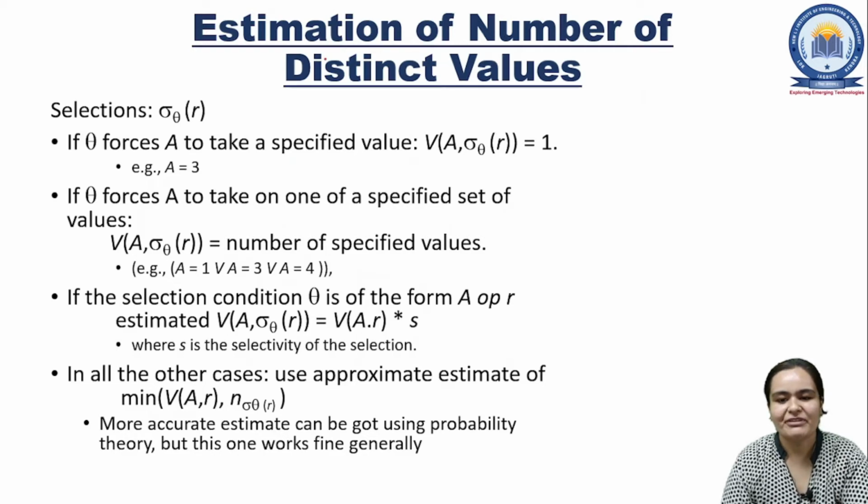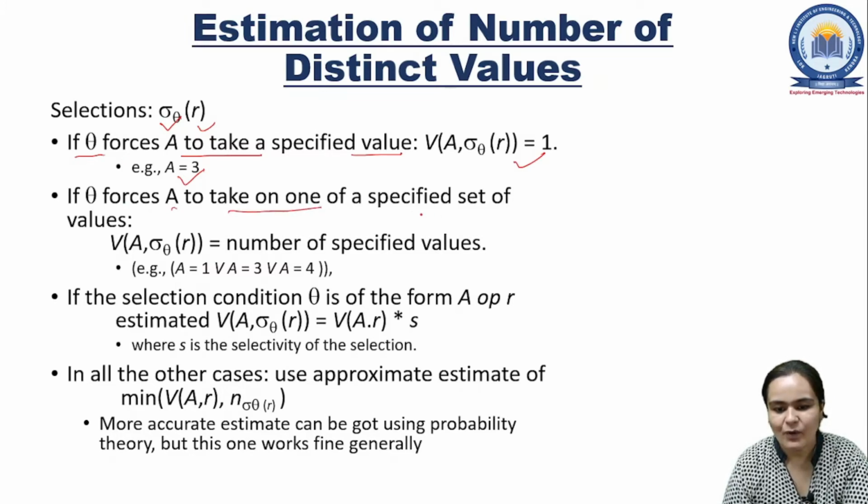So, estimation of the number of distinct values, if we need to have a selection theta over R. If theta forces A to take a specified value, that is, if we have a selection theta on R with an attribute A, we will have a specific value, such as A equal to 3. If theta forces A to take one of a specified set of values, we take a set of values: A is equal to this, A is equal to this, or A is equal to this. So, any of the values can be taken.